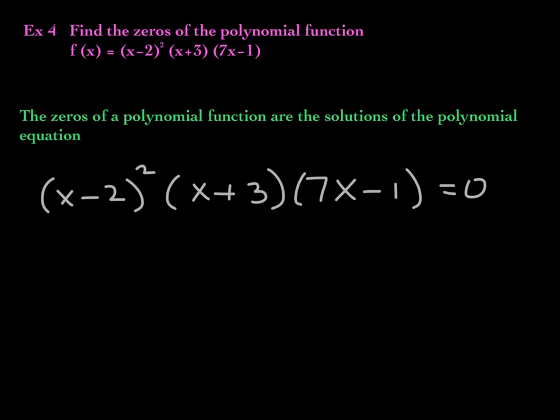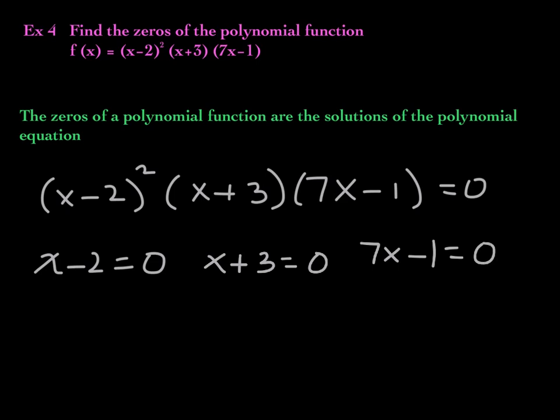Now, keep in mind, this factor is raised to the power of 2. I will not set each of those factors equal to 0. I'll just take one copy. So just x minus 2 set equal to 0, right? I know (x minus 2) quantity squared means x minus 2 times x minus 2, but it's redundant to set x minus 2 equal to 0 twice. So just take one copy. And then we'll have x plus 3 equal to 0, and of course 7x minus 1 is equal to 0.